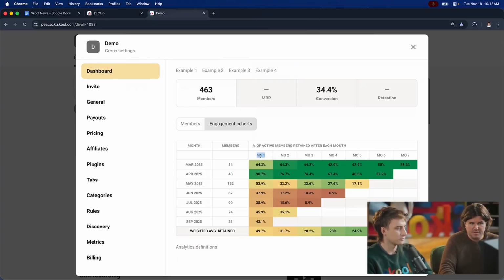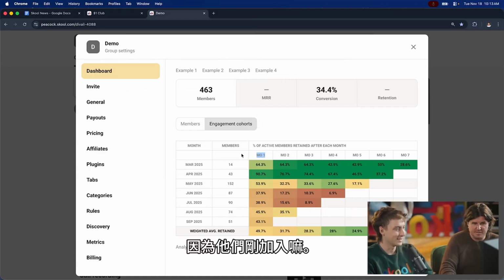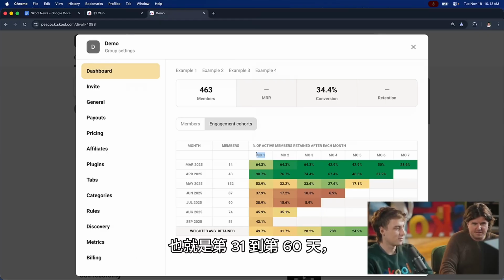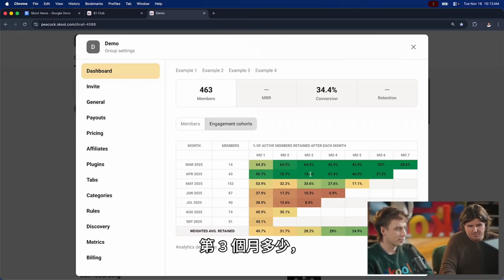Because in the first 30 days, 100% of people are obviously active because they had to be to join. So this is really looking at after the first 30 days, like day 31 to day 60, basically. How many of them came back and actively used your group? They had a page view in your group. Then month two, how many? Month three, how many? Month four, how many? And it tracks them over time.